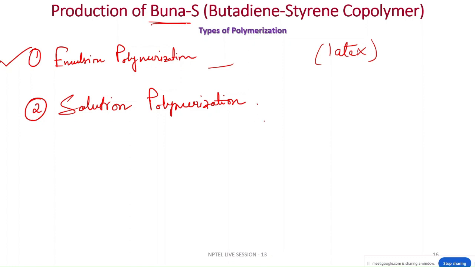Another method is solution polymerization, where the monomers are dissolved into the solvent, and some initiator is also added into the solvent. The solvents can be aromatic or aliphatic hydrocarbons, and obviously a lot of heat of polymerization is evolved. So this kind of polymerization is not preferred that much over emulsion polymerization.